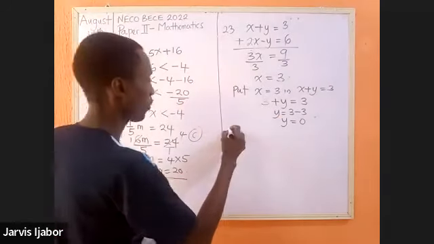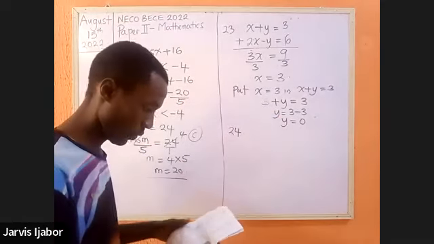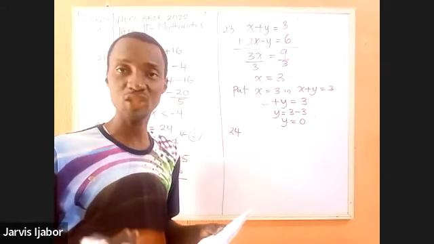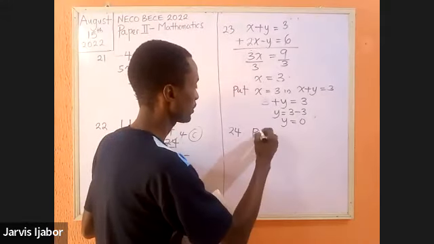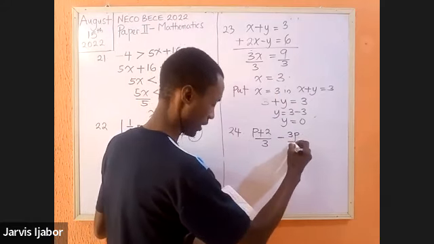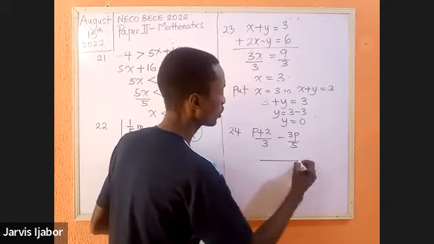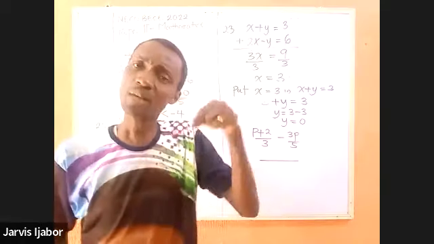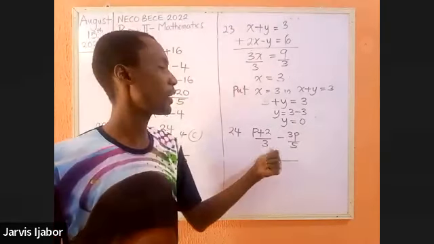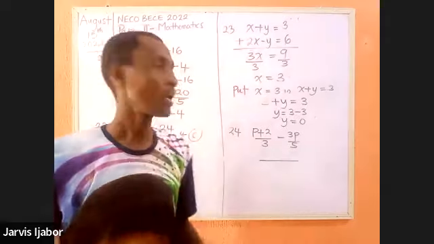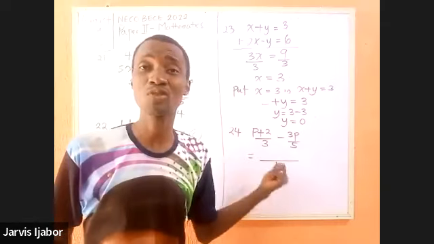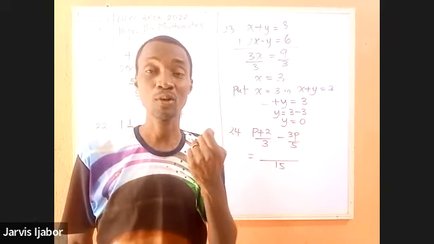All right, 24. Question 24, this is more like algebraic fractions, addition of algebraic fractions. So we have (p plus 2) over 3 minus 3p over 5. Now the first thing you want to do is to take the LCM. The concept of LCM is to observe critically where you have primes. This is a prime number, this is a prime number, so I don't need to waste my time. And they are not the same. The LCM simply will be 15.